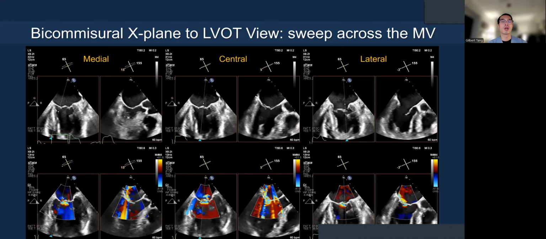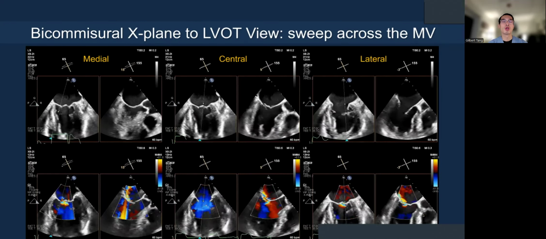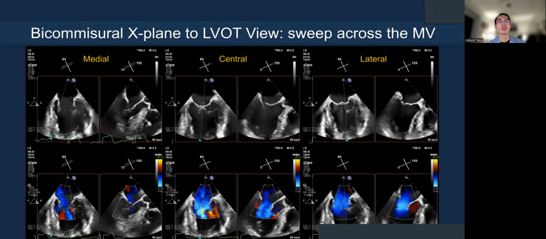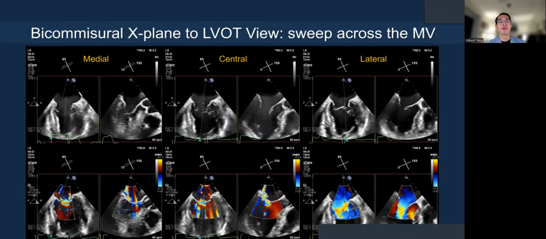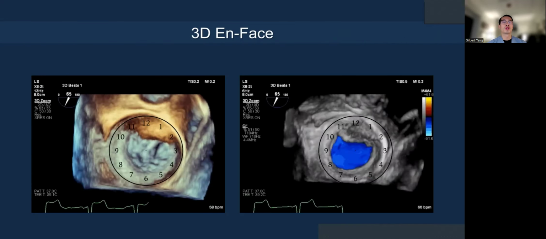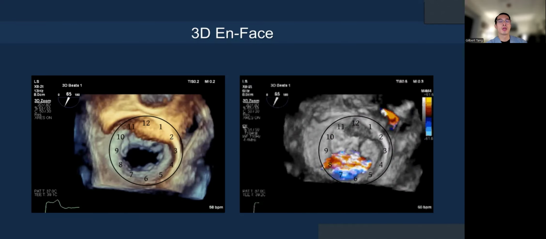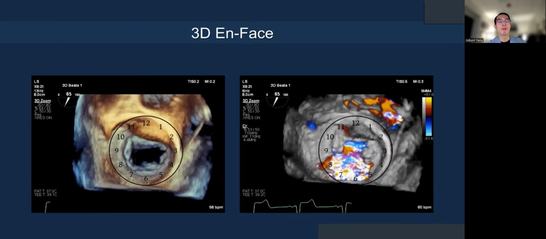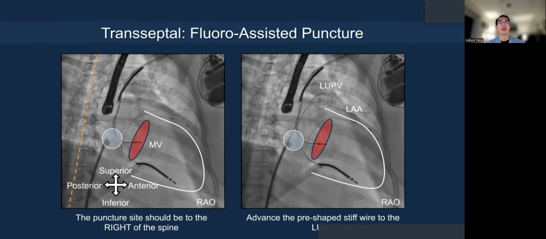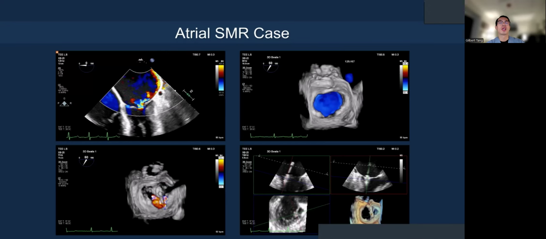So here is how the evaluation should be on echo. You can see that we do a bicommissural X-plane, the LVOT view, and sweep across the entire valve to look at the jet location, severity, and the underlying anatomy for clipping. You also want to do a 3D en face view, which is a surgeon's view, to look at the pathology and the jet location, and also to orient the valve properly for the procedure. Fluoroscopy is also critically important. You can see that here, by doing so, you really streamline the procedure, improving its efficiency and safety.